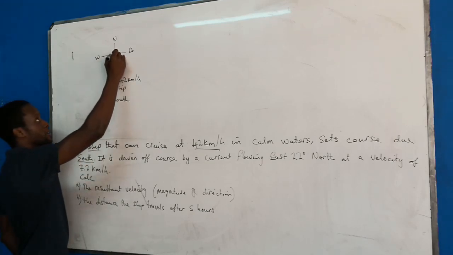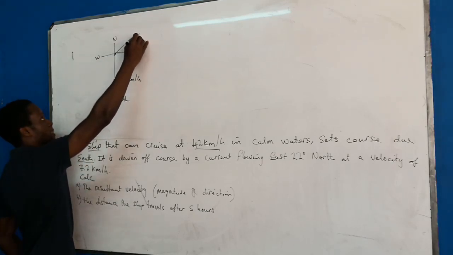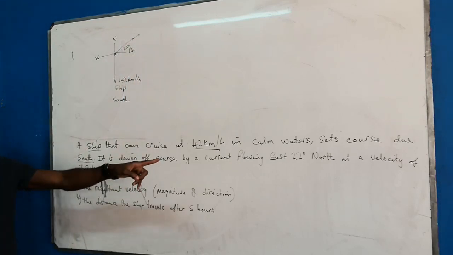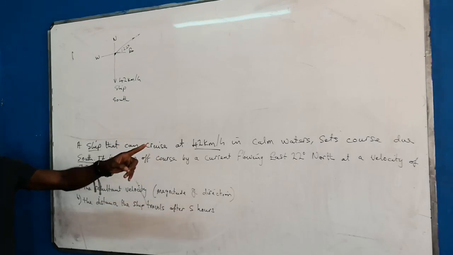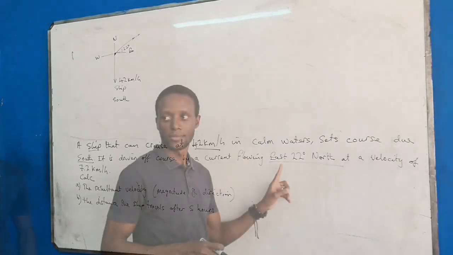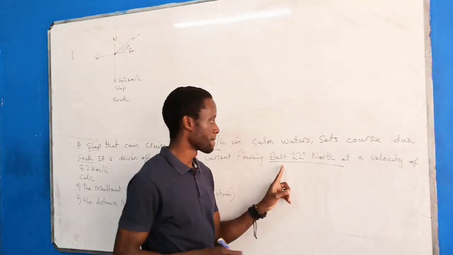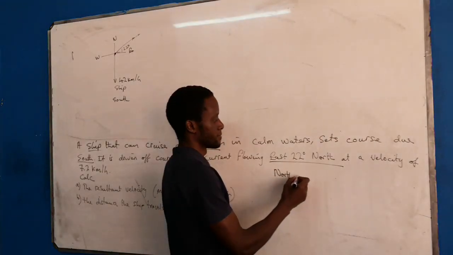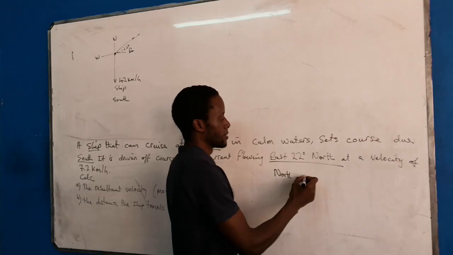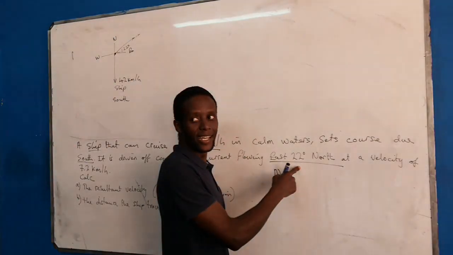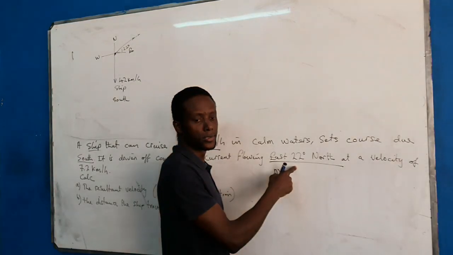If I put my line here, it's east, 22 degrees north. Yeah. Northeast what? North, 90 minus 22.